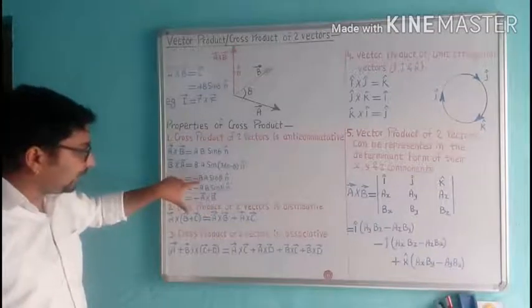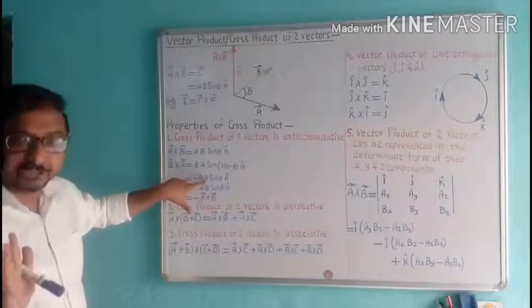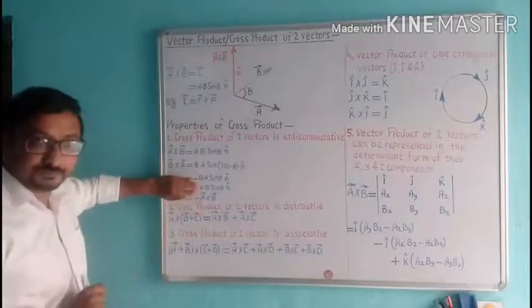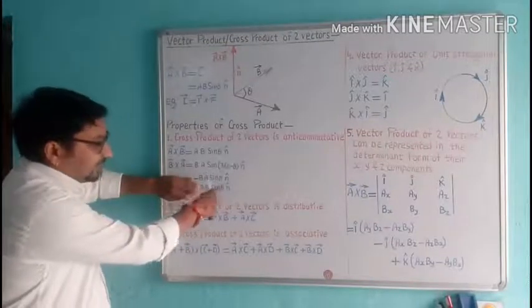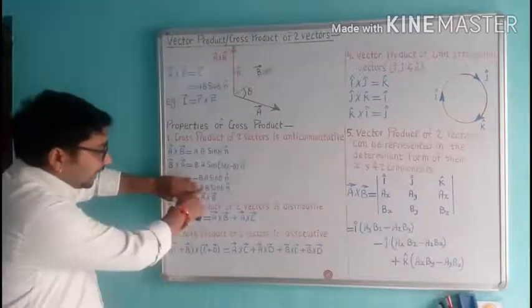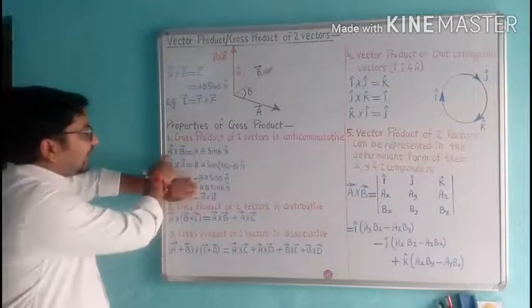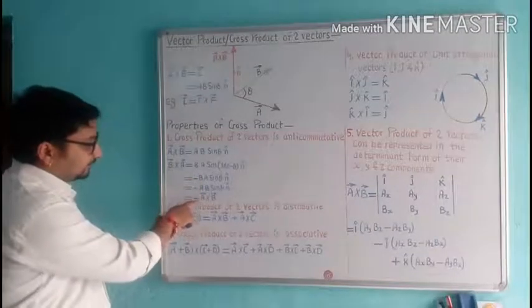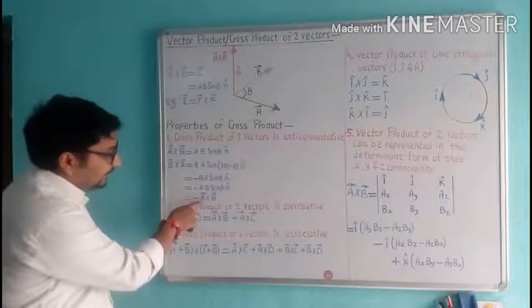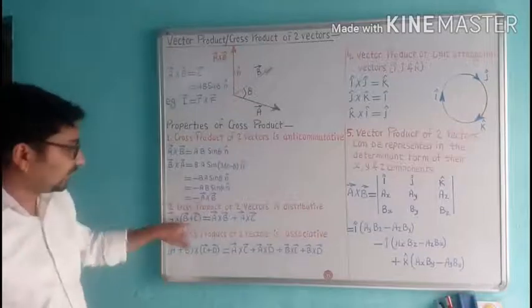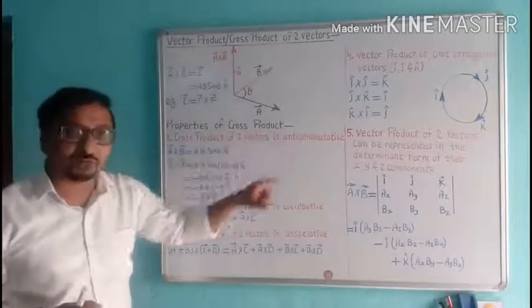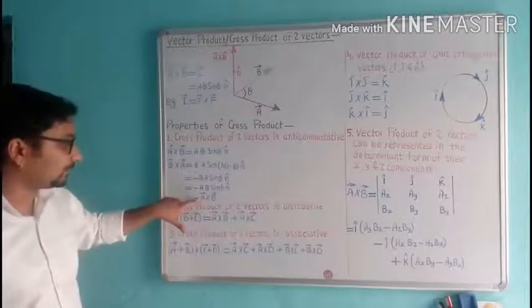Now B and A are magnitudes only, so we can write BA as AB. So we have minus AB sin theta n cap. Now in place of AB sin theta n cap, we can write A cross B. Then we get B cross A is equal to minus A cross B. This shows that the cross product of two vectors is anti-commutative. Here it becomes a minus sign.